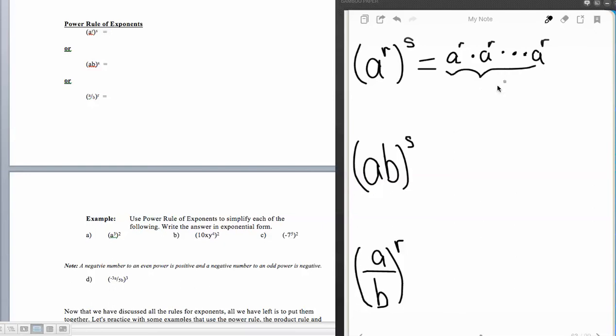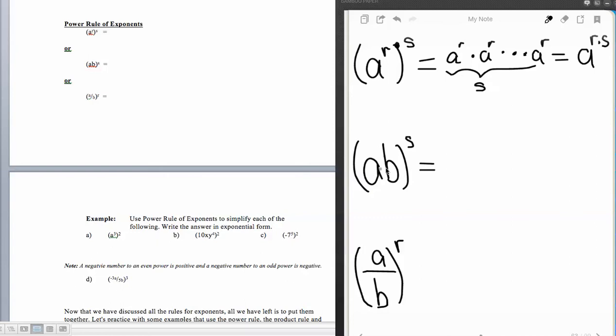Now what that means is that we have an r plus an r plus an r plus an r, and an r plus an r plus an r is going to be the repeated addition, which is multiplication. So that means that what we do is r times s. So in other words, when we have a power to a power, we're multiplying the exponents. And that's just an extension of the power product rule.